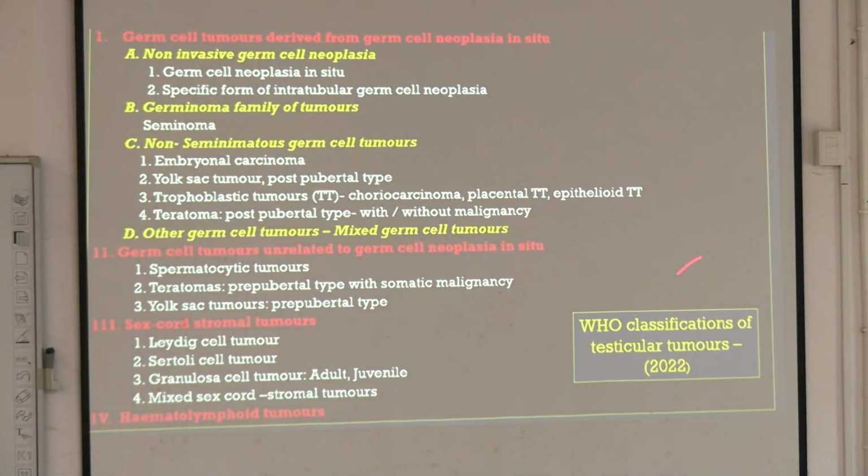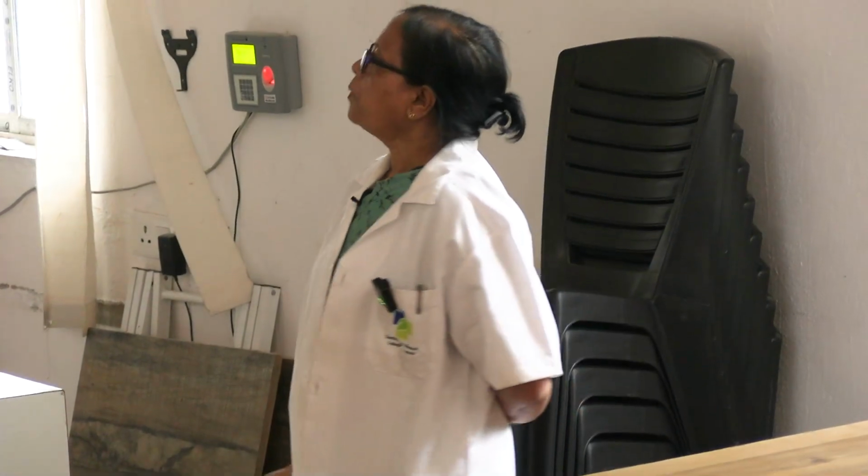Now the WHO 2022, we will not go into details, only know that it is an advanced classification done by WHO. The headings are germ cell neoplasia associated with in situ, not associated with in situ, stromal tumor, and hematolymphoid tumor, another classification they added. You do not need to remember this, only know that the classification is the same as the previous one, for treatment and management purposes.